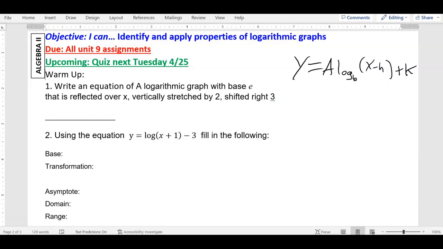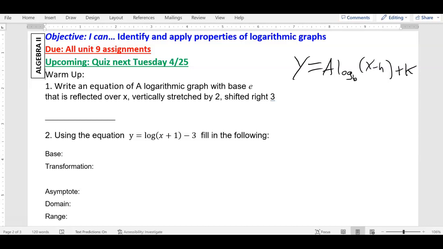And hopefully we know this, but if, hey, in the back, you. If a is negative, what does that do to the graph? Reflects, okay? If a is negative, it reflects, okay? What if a is greater than 1? Stretchy, okay? Vertical stretch. If a is less than 1, it's a vertical compression, right?